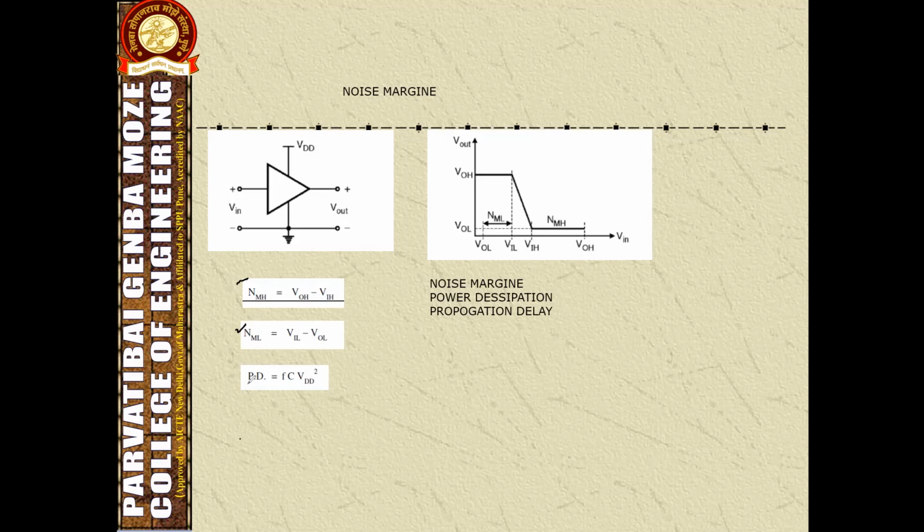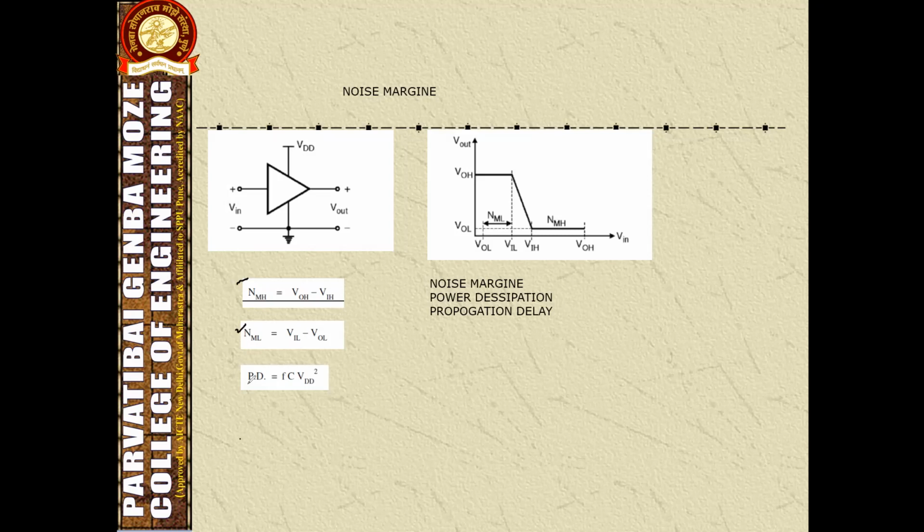When the inverter is operated in a steady state, it does not dissipate any power, called static power. Whereas when the switching of the input occurs, the inverter dissipates power called dynamic power. Hence, the power dissipation of the inverter depends upon the switching frequency.